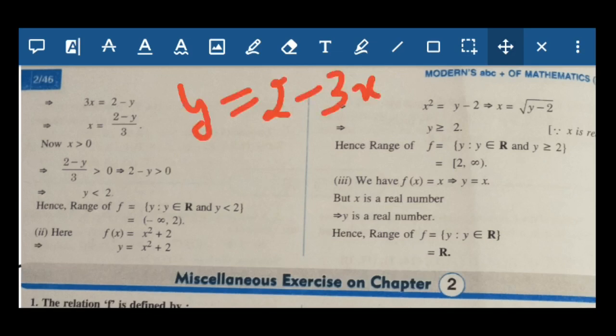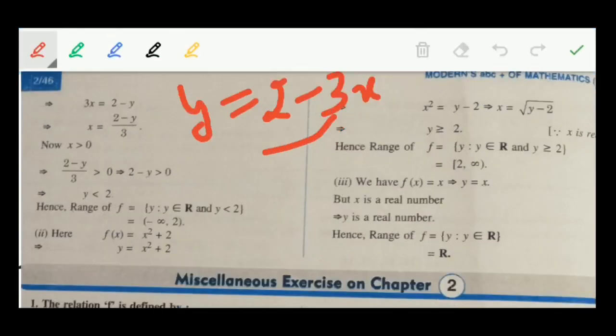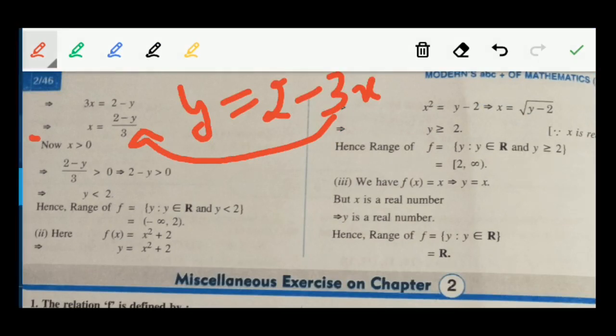Now see, in the very first step, let us suppose f(x) is equal to y, and y is equal to 2 minus 3x. From this equation, we have to find the value of x. You will get the value of x as (2 minus y) upon 3, and this is the given condition: x is greater than 0.